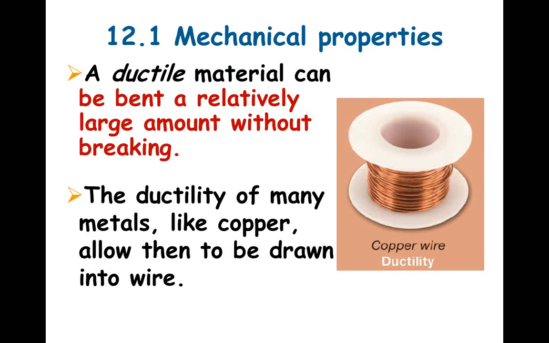Ductile. A ductile material can be bent a relatively large amount without breaking. Ductility, another definition of it, can be its ability to be drawn into wire. So if you can bend it without breaking it, that's ductility. Bending without breaking is ductile.